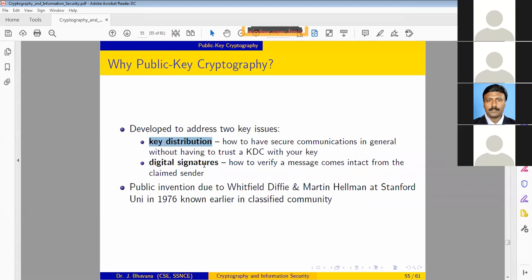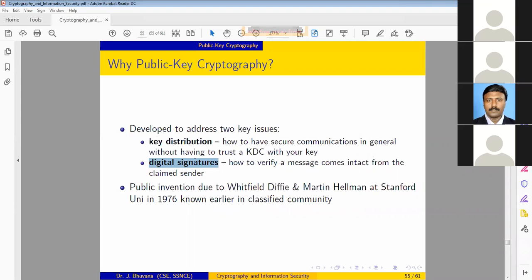And also there is the digital signature. Nowadays we know what a digital signature is. It helps us to claim who is the sender of the message, and it can be verified. If the digital signature verification fails, you need not trust what you have received.